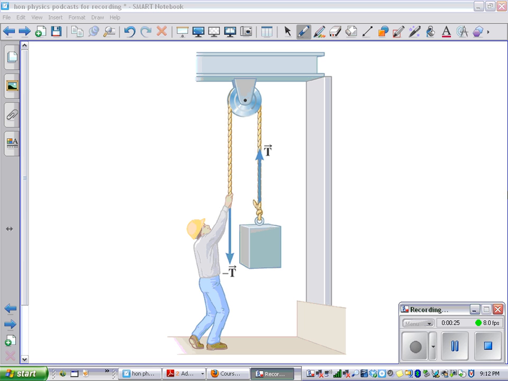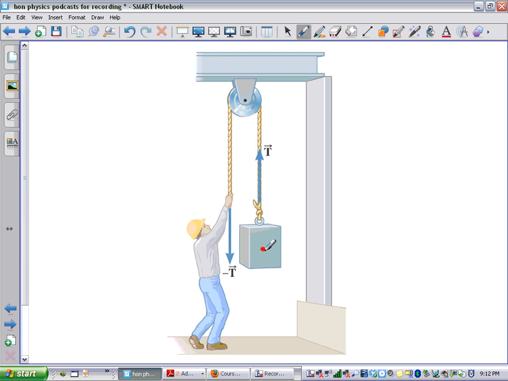If we draw a free body diagram of the block, there's the force of gravity on the block, and there's also the tension pulling up on the block.